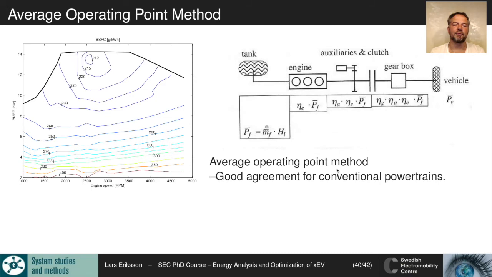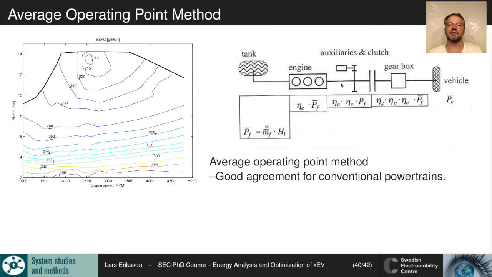So in the hybrid operation, and the average operating point method, we look at the cycle and come up with the power that the vehicle needs. When we know the power that the vehicle needs, we can go to the gearbox, take the gearbox efficiency, then the auxiliary efficiencies, then the combustion engine efficiency, and then we come here.